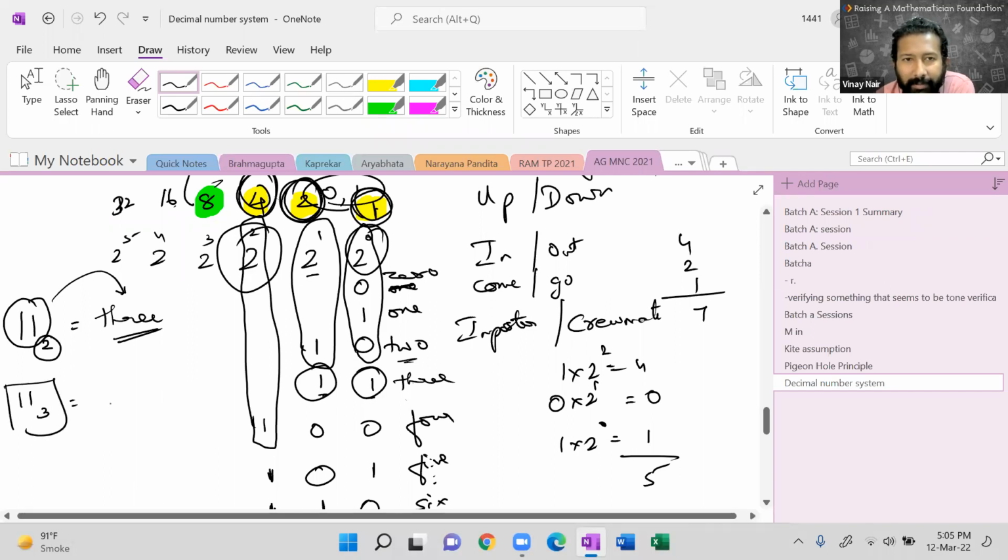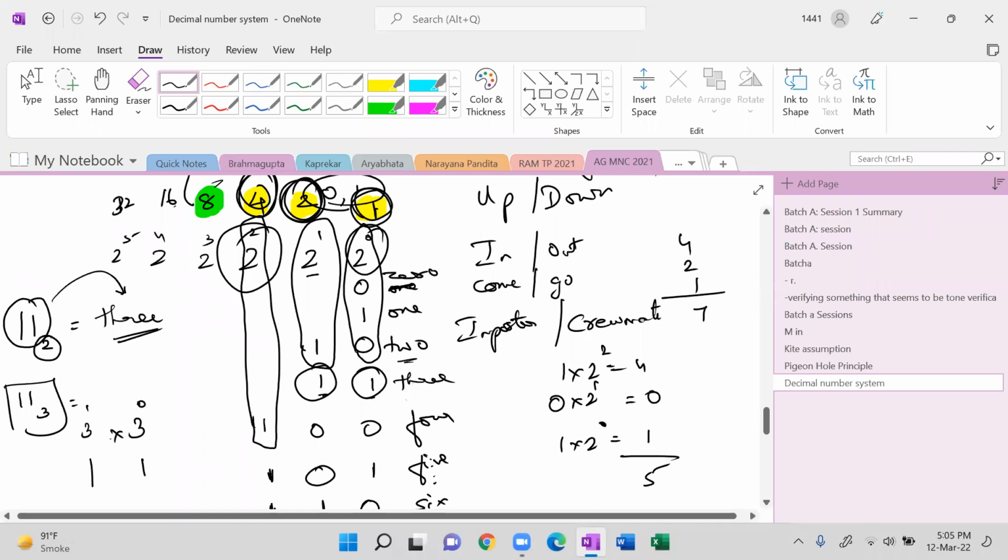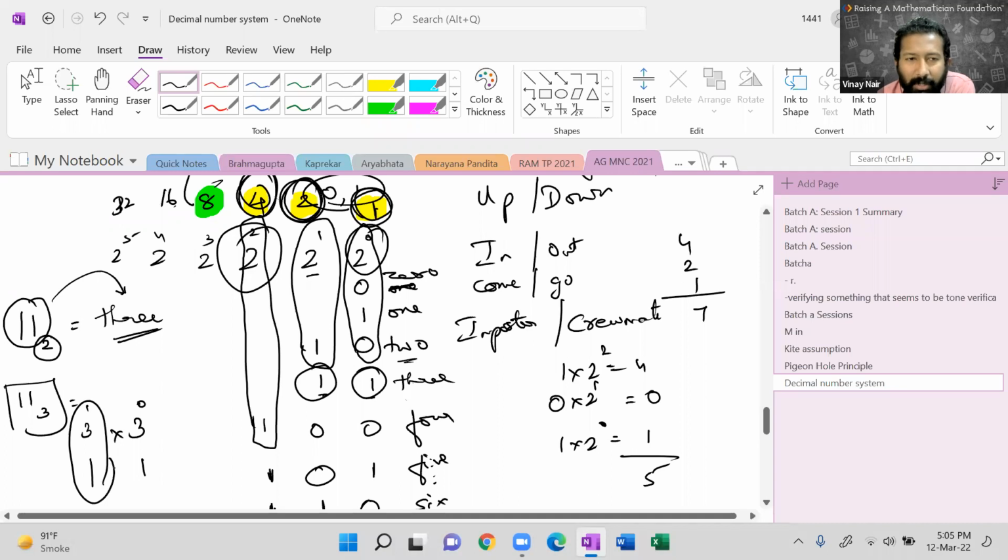So 1 times 3 raised to 1 plus 1 times 3 raised to 0, which is 3 plus 1, which is 4. 3 raised to 0 is 1. So the place value will be 3 raised to 0, 3 raised to 1, 3 raised to 2, and so on. So 1 times 3 raised to 1 is 3, and this is 1. So 3 plus 1, 4. Right? And this will go on.